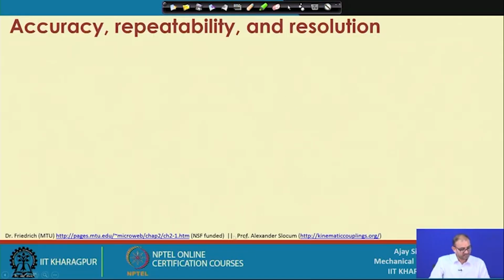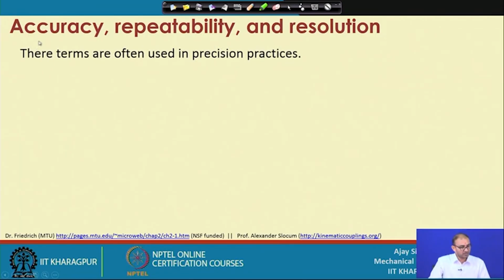So, some of the slides I have taken here. This is Professor Alexander's website, where you can find the kinematic couplings. You will get a lot of information about those things. I have taken something which is more relevant to this course, and you can understand the rest of the things from their website. So, what are accuracy, repeatability and resolution? Because we know that when you are working with a micro domain, you have to understand how each and every part is affecting the machining operation.